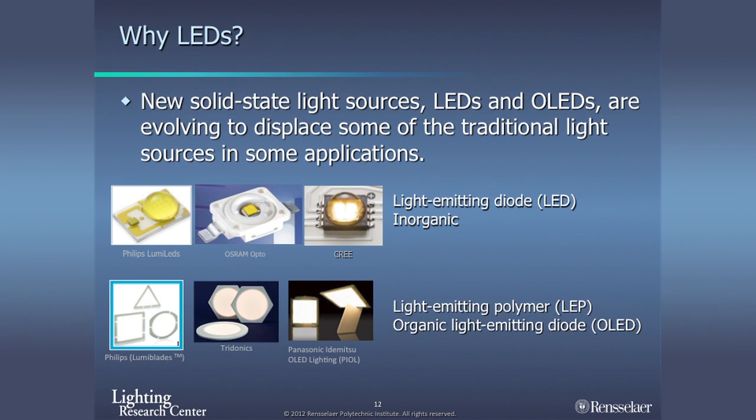Well, there are two types of solid-state lighting, we call it. LEDs, which are inorganic light-emitting diodes, which are made of materials such as gallium nitride, the main material. It's not a toxic material. It sounds terrible, doesn't it?